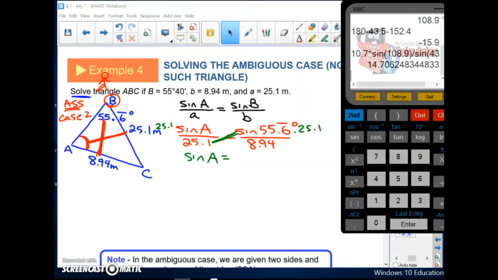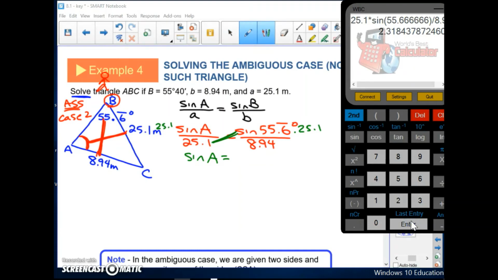So you need a calculator for this. We're going to do 25.1 times sine 55.6 repeating, divided by 8.94. You get about 2.318. So sine A equals 2.318437872. I don't really want to round off until the end of the problem. But I keep going. If I'm going to isolate the variable here, I have to do an inverse sine of both sides.